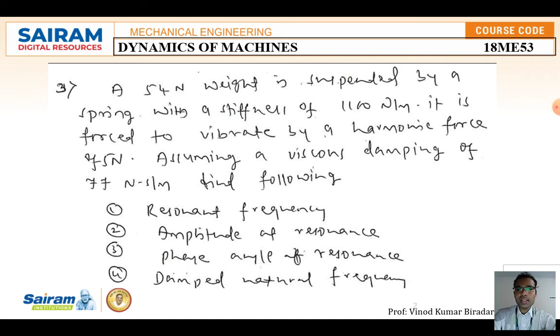A 54 Newton weight is suspended by a spring with a stiffness of 1100 Newton per meter. It is forced to vibrate by a harmonic force of 5 Newton. Assuming the viscous damping in the system, the viscous damping is 77 Newton second per meter.